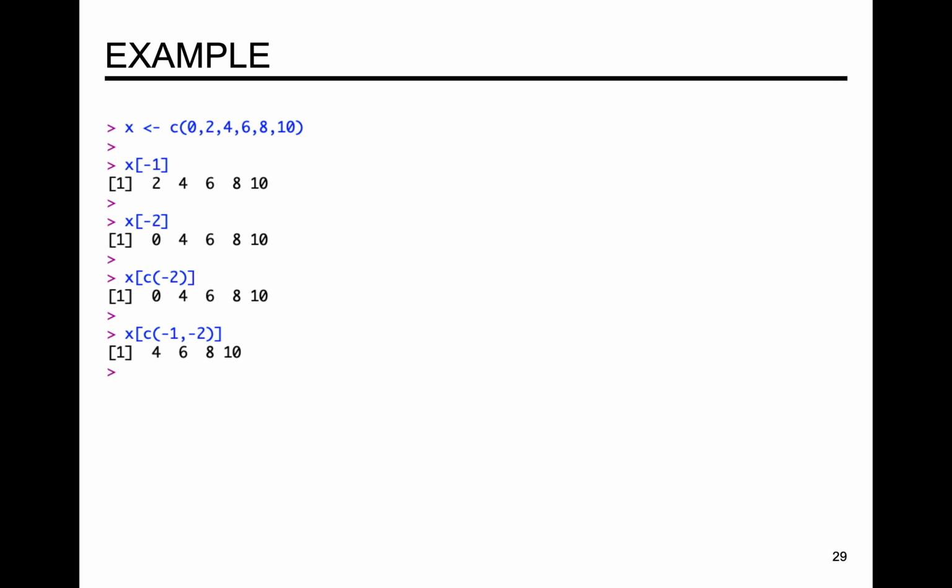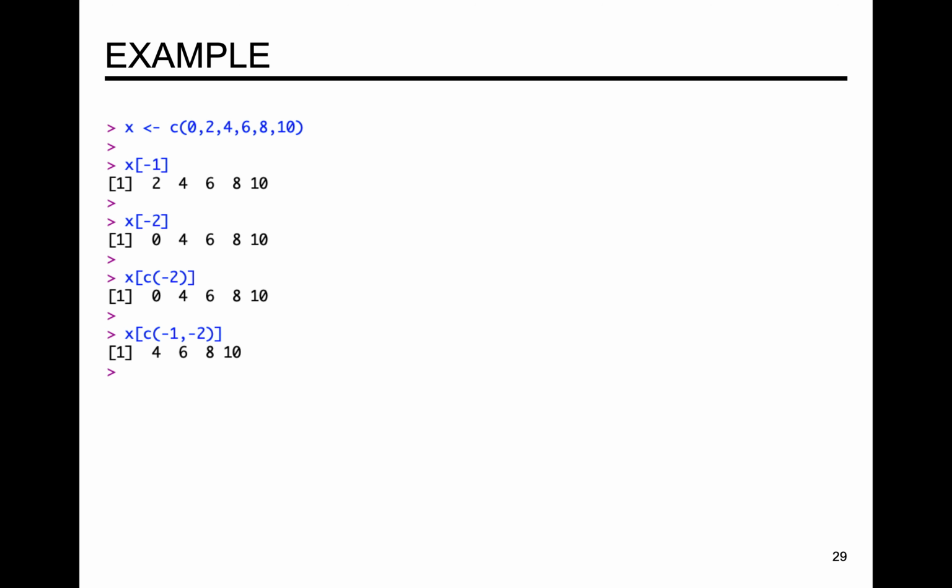Let's look at an example. In the first line, I create a vector x with elements 0, 2, 4, 6, 8, 10. Then I type x square bracket minus 1, and R returns the vector x with the first element removed. Then I type x square bracket minus 2, and R returns the vector x with the second element removed. In the next line, inside the square brackets, I pass a vector containing the element minus 2, and as you can see, the output is the same as the previous output. In the last example, I pass inside the square brackets a vector containing minus 1 and minus 2, and R returns the vector x with the first 2 elements removed.